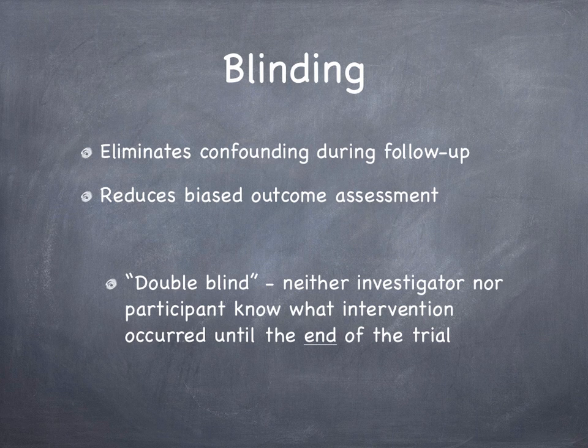Blinding eliminates confounding during the follow-up step. It reduces biased outcome assessment. Investigators who know what treatment a subject received during follow-up evaluation can certainly bias how the outcomes and other variables are observed and measured. A double-blind study simply means neither the investigator nor the participant know what intervention occurred until the end of the trial.